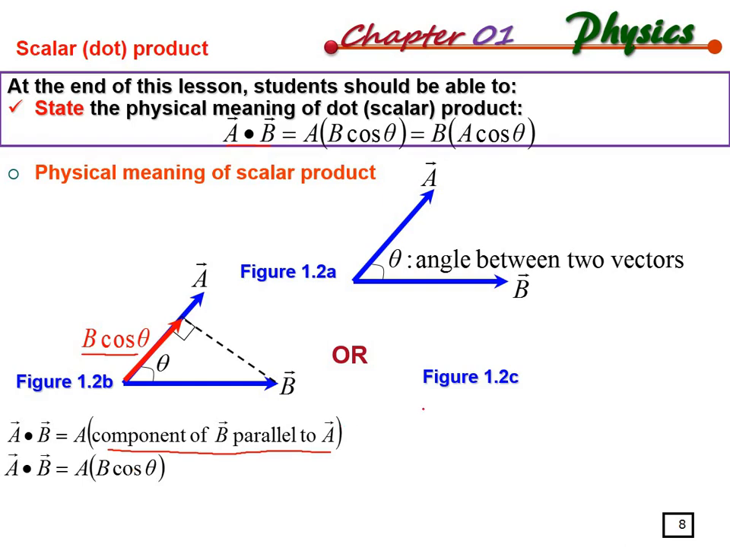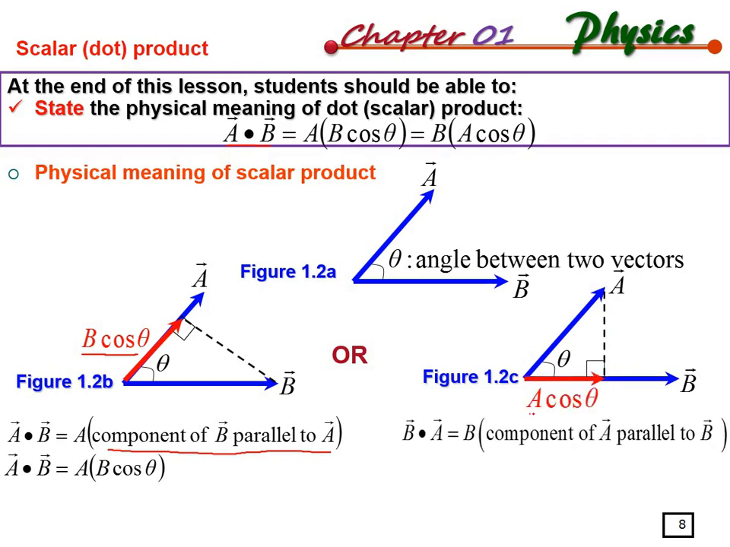Or we can also explain the physical meaning of scalar product by using the A and B vectors. Alright, so now we draw the line from A to B, then here we have A cos theta, where A cos theta is the component of vector A parallel to vector B. Now we can rewrite the equation: vector B dot vector A equals B(A cos theta).